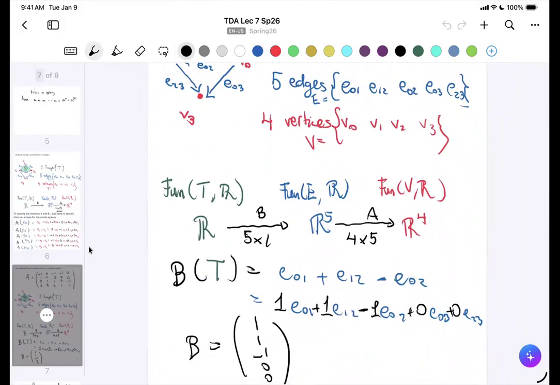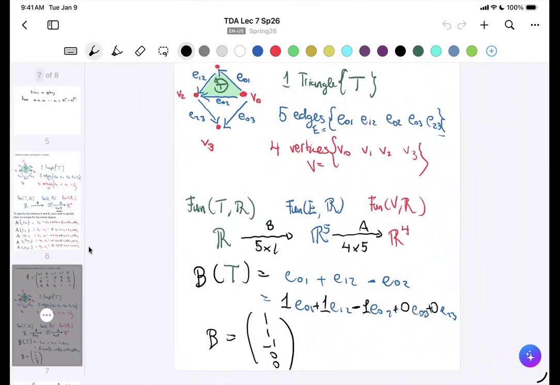So for example, for the matrix B, I have to define it on the basis. In this case, the basis is just a triangle. So I have to say what the matrix is supposed to do to the triangle. Essentially, it's supposed to compute the boundary of the triangle, like the edges of the triangle. A triangle has three sides, that's why you see a sum of three things here. It's just that the sides are counted with signs.